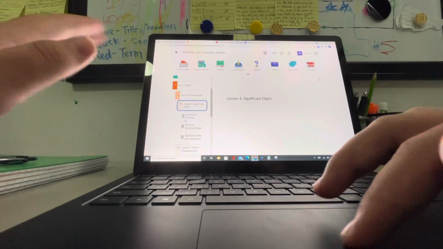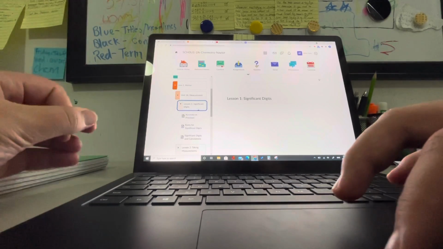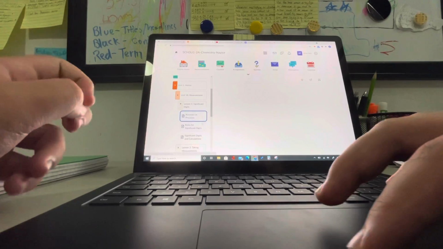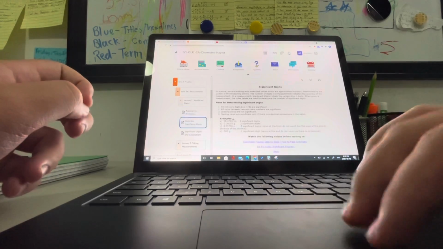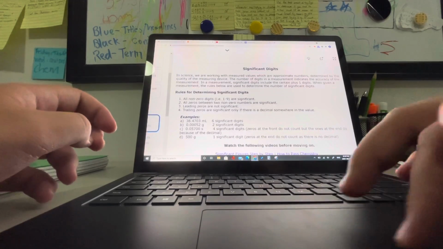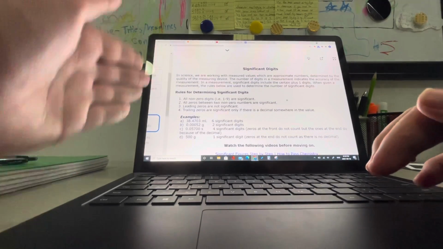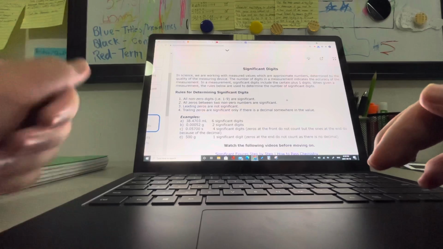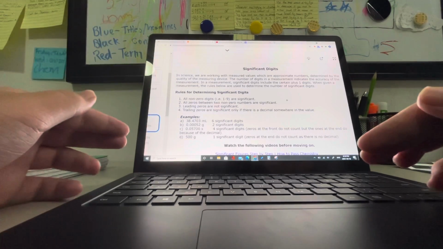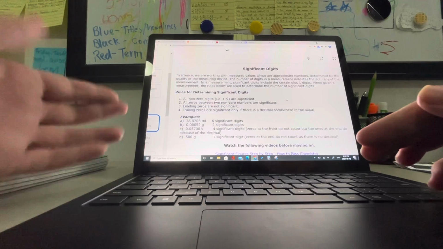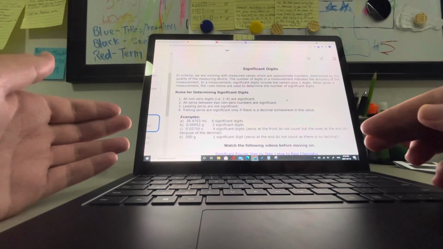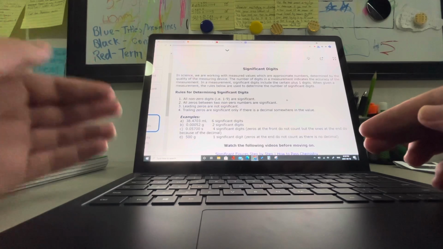So here I have this little Brightspace tool that I have set up for you. Significant digits, accuracy. I'm trying to find the rules. There we go. So we have right here the rules of determining significant digits. All non-zero digits are significant. Process that in your head, because these are the four rules of determining significant digits, and these four you really need to know in order to actually understand sig figs.